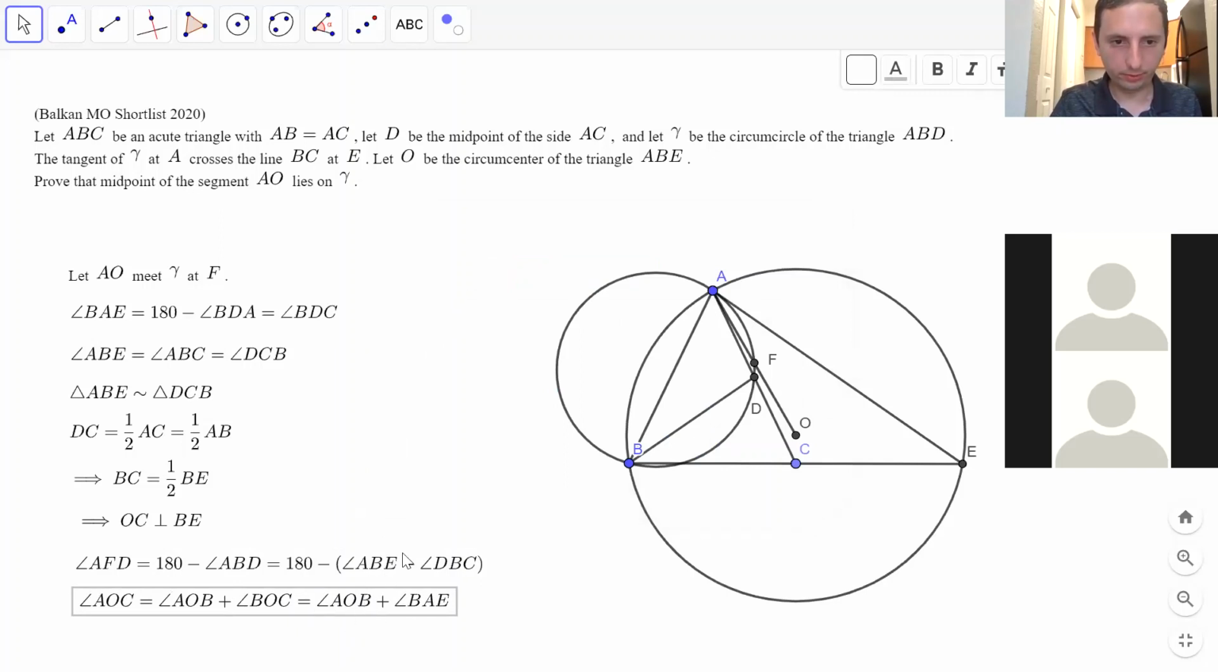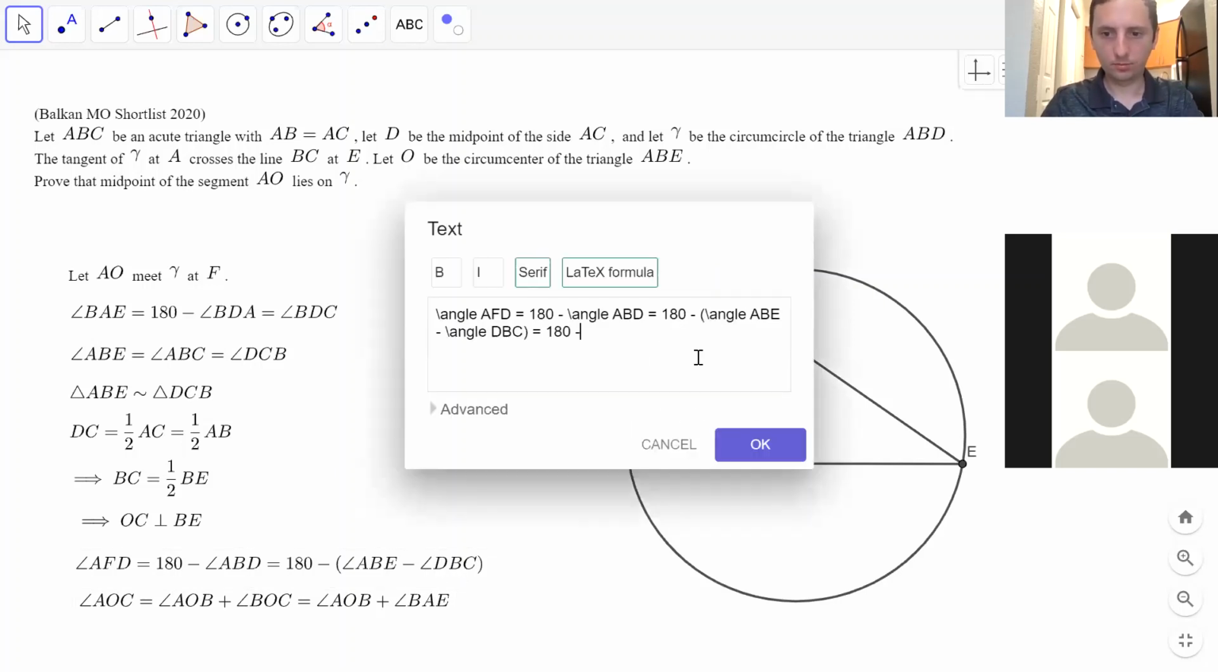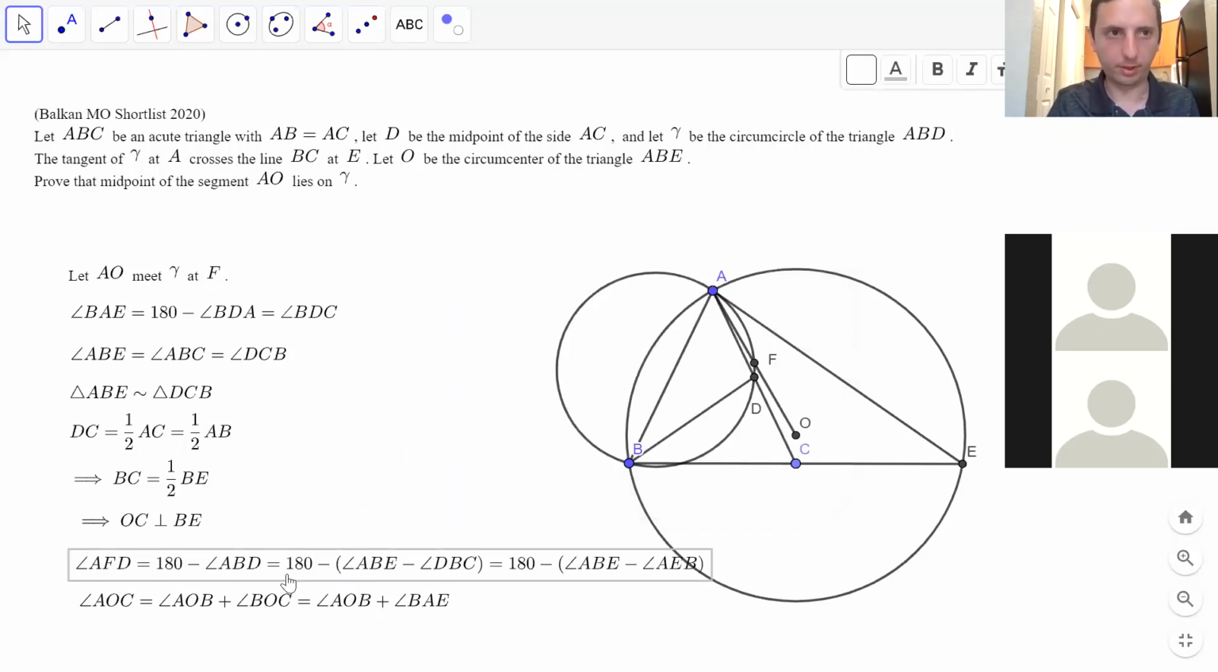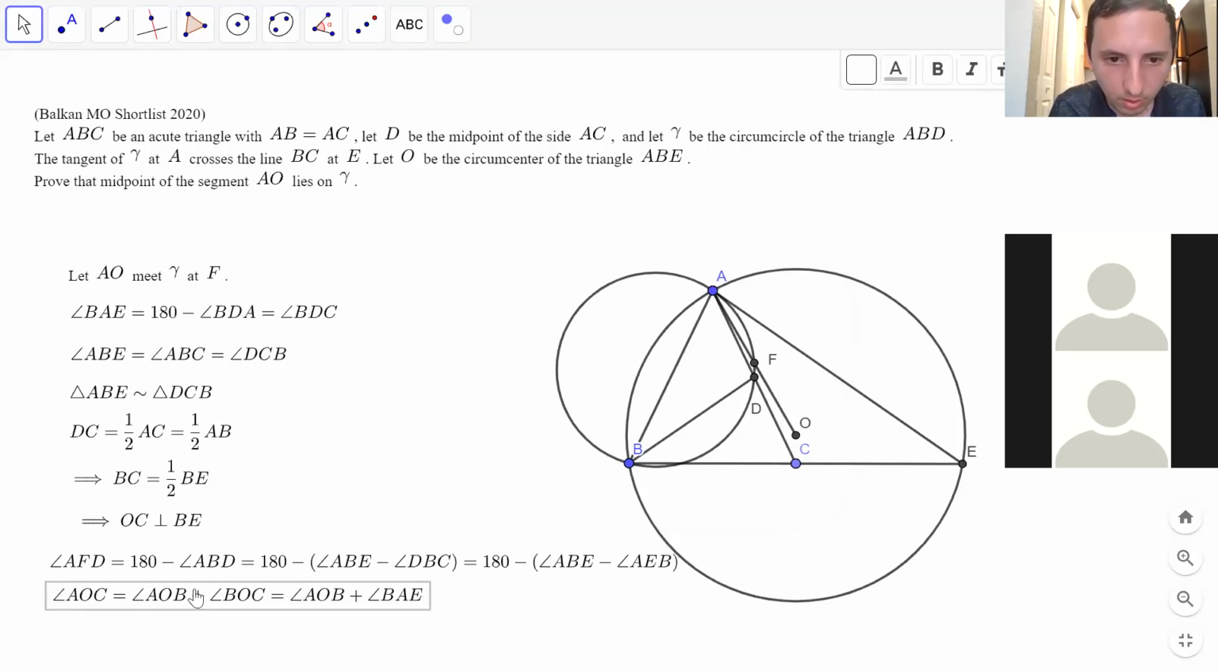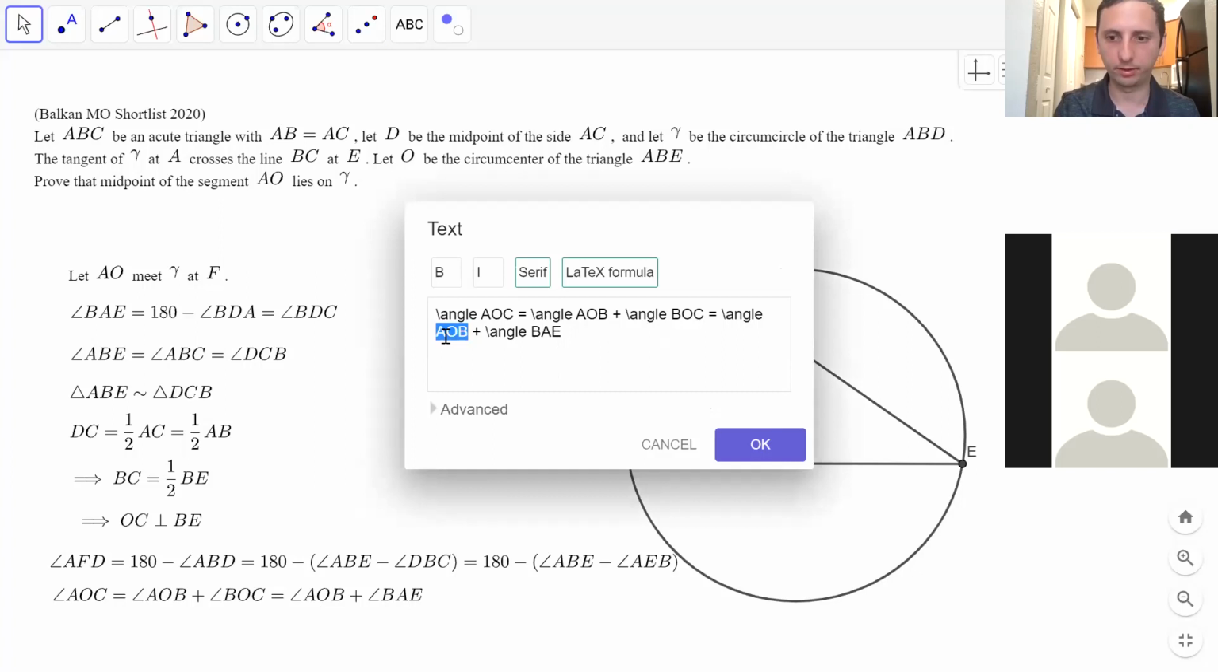So can we show that these two are actually the same thing? So if we added them, so DBC is the same as AEB. Right. See that? Yeah, it overlaps the diagram. So it shouldn't be that hard. And AOB here is twice angle AEB. So I'll just write that here.